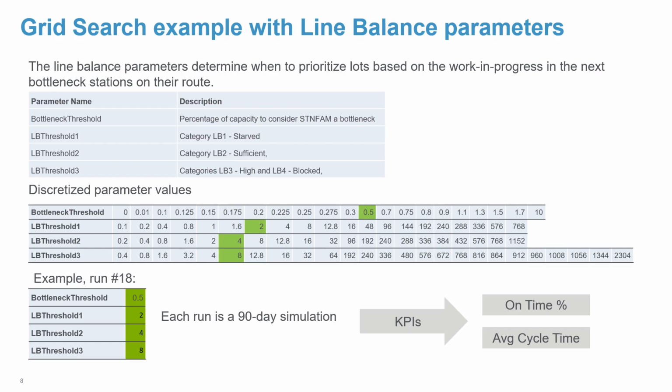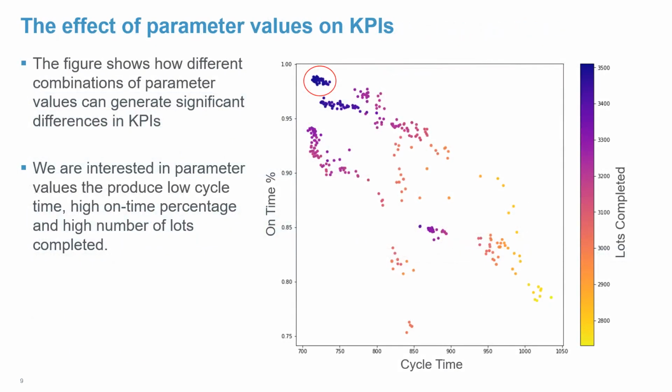In grid search, we discretize the range that each parameter value can take. Then we sample a different combination of values at each run, and each chosen combination is run for 90 days of simulation, and its KPIs are measured.